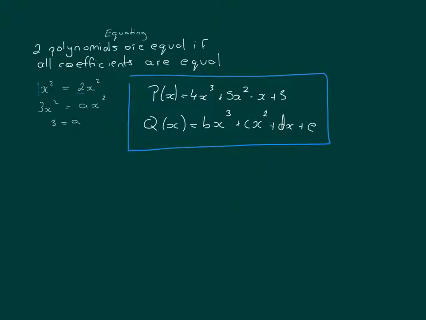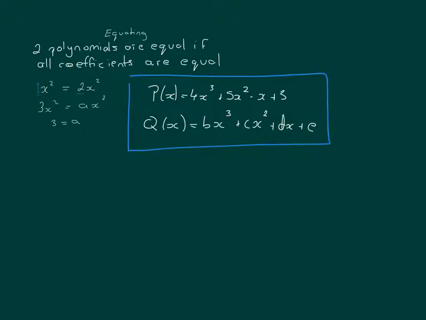In the two polynomials in the blue box, I've got p(x) and q(x). Now you can see in q(x) that I've only got variables in here, b, c, d, and e. However, we're going to use our knowledge of equating to actually work out what b, c, d, and e are.